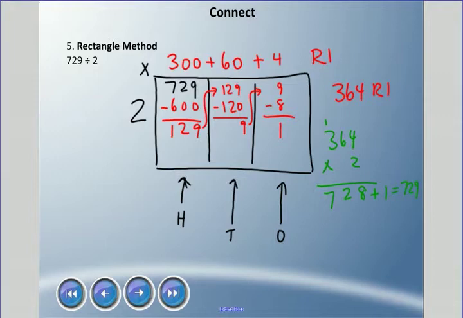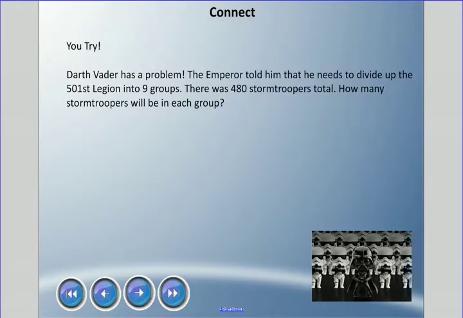Okay, so we've looked at 5 different methods. The first method was those base 10 blocks. We looked at long division, short division, repeated subtraction, and this rectangle method. Hopefully one of these clicks with you a little bit better than the others. I want to give you some options here because let's try something here. Darth Vader has a problem.